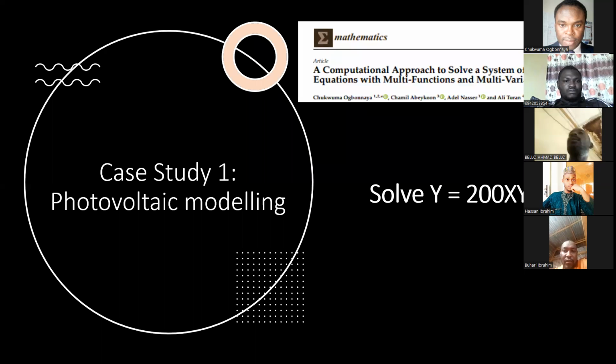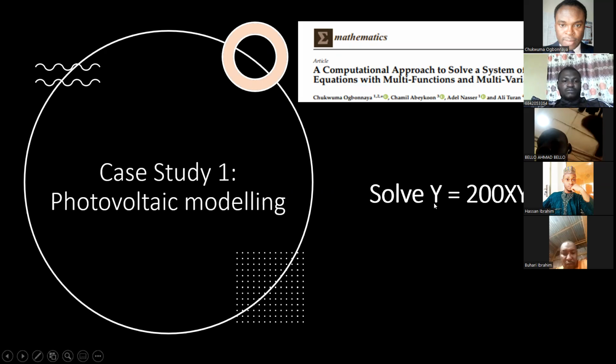the problem that makes PV modeling somehow challenging, and that is the concept of transcendental equation. The transcendental nature of PV modeling makes it somehow difficult to model in a straightforward way. If you look at this equation here, if I ask you to solve y equals 200xy, can somebody contribute? I want this to be interactive as well. What do you think? How do we solve this equation? Any idea?